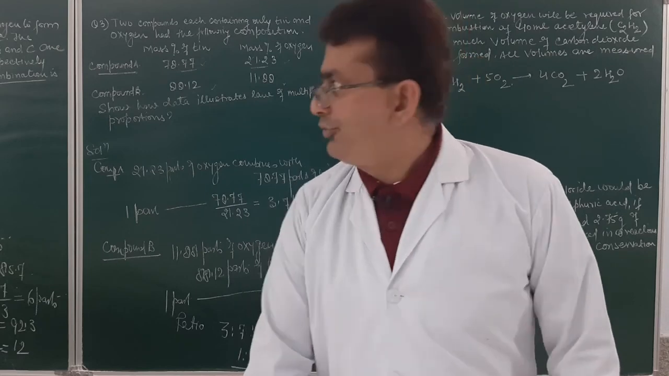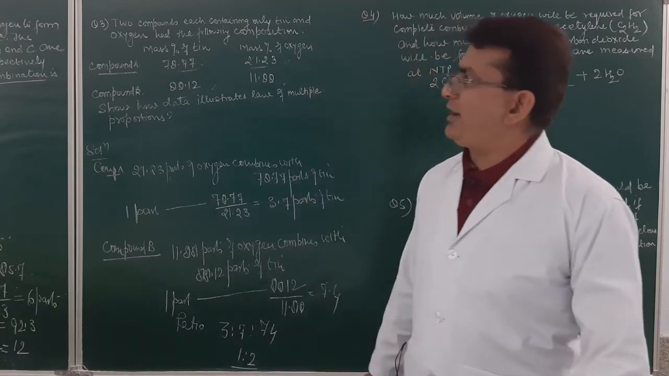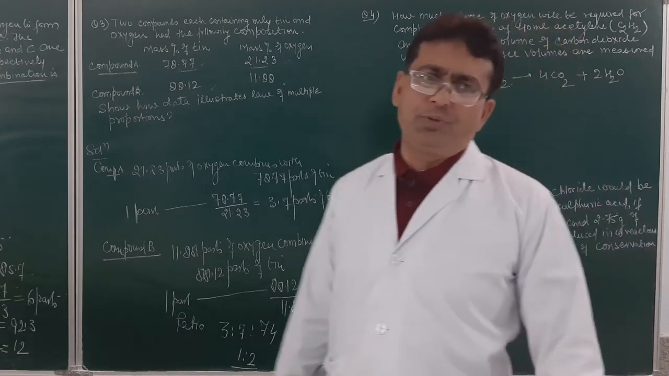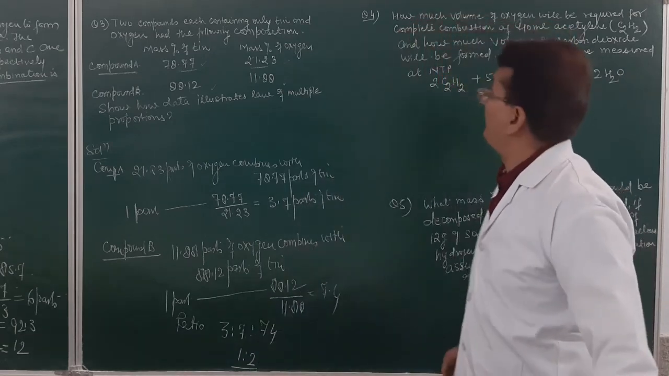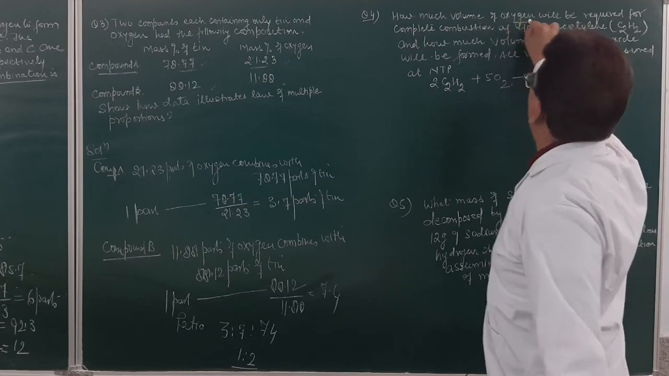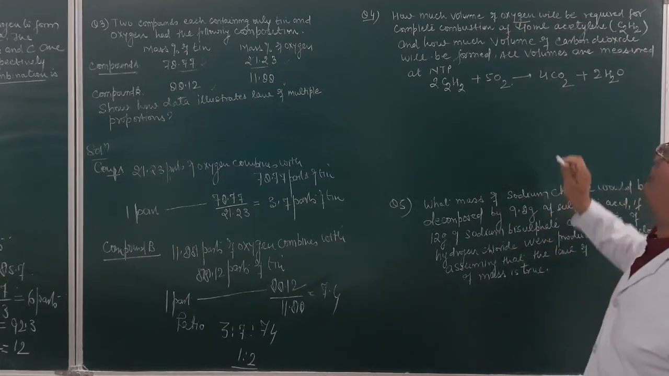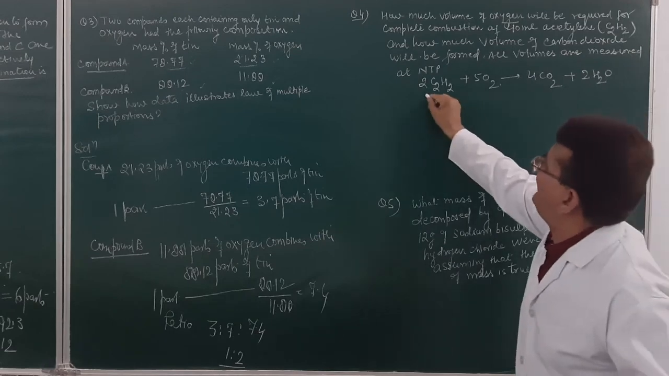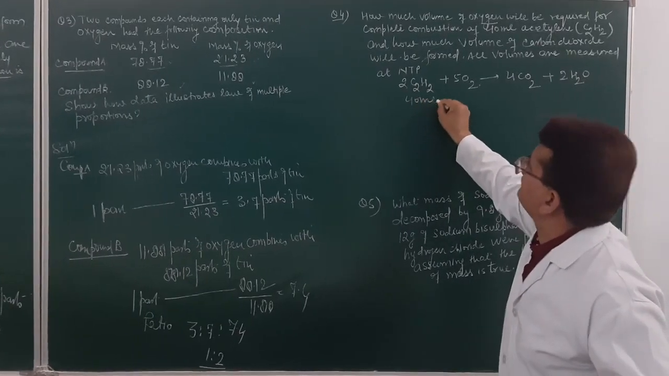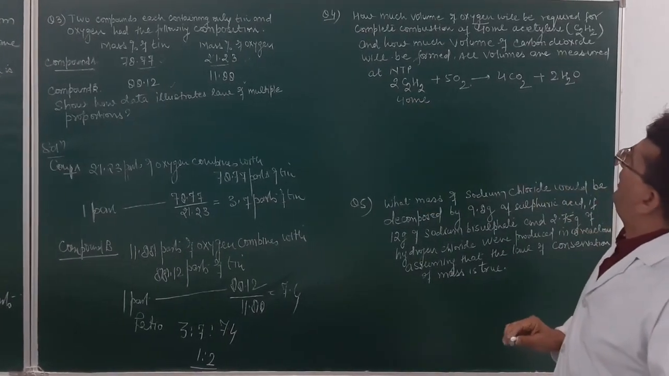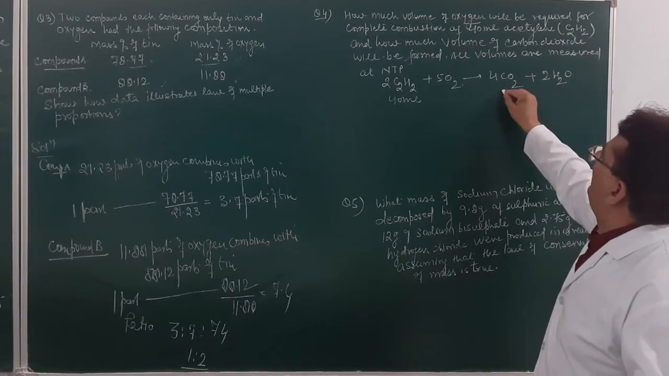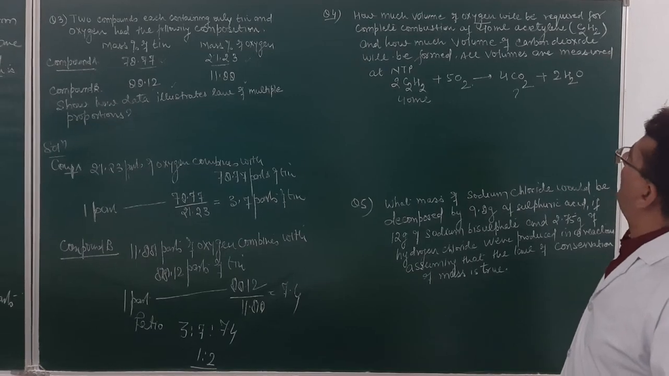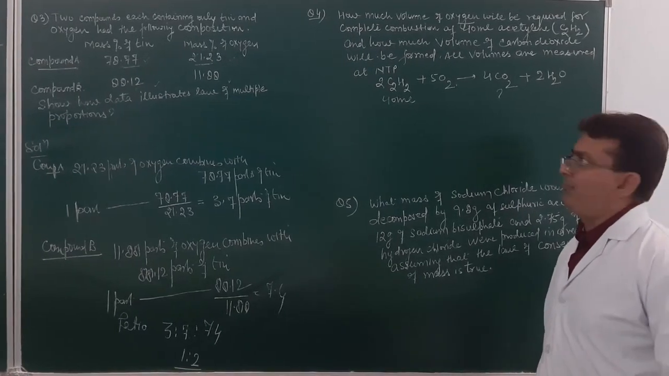Yes. So I have done the numerical video which deals with the law of constant proportion and the law of multiple proportion. Now look at the next numerical problem. How much volume of oxygen will be required for complete combustion of 40 ml of acetylene? And how much volume of carbon dioxide will be formed? All volumes are measured at the normal temperature and pressure.